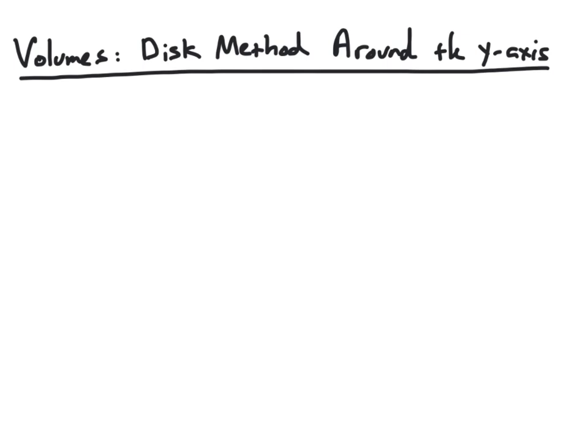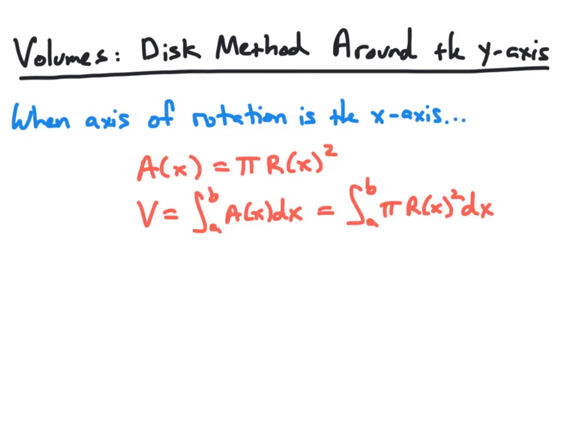In this video, we're going to take a look at how to compute volumes of solids of revolution using the disk method when the axis of rotation is the y-axis. When the axis of rotation is the x-axis, we know that the cross-sectional area is pi times the radius of our disk at x squared, and therefore the volume, which in general will be the definite integral from a to b of our cross-sectional area function, in this case will be the integral from a to b of pi times our radius squared dx.